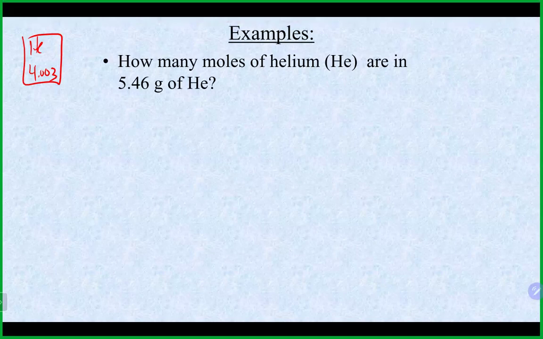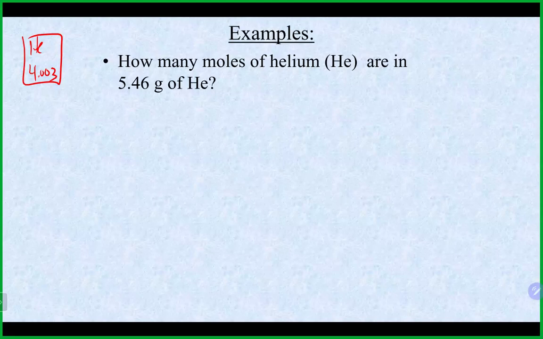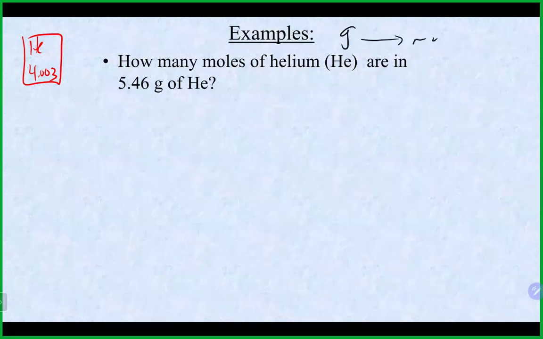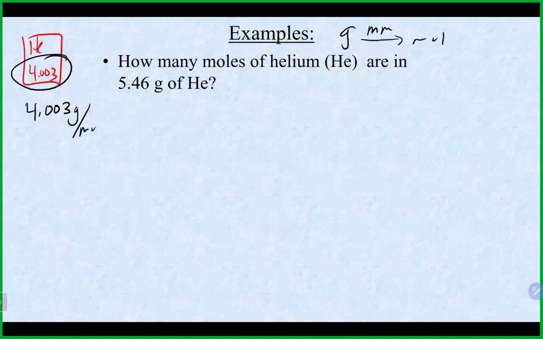So in this case, we want how many moles of helium are there in 5.46 grams of helium? There is no mention of atoms or molecules, so I don't need Avogadro's number. This is really just a conversion of going from grams to moles, and that is the molar mass from the periodic table that allows us to do that. So I don't want to use Avogadro's number here because I don't need it. I just need to go to the periodic table, and that gives us our molar mass of helium, which is 4.003 grams per mole.